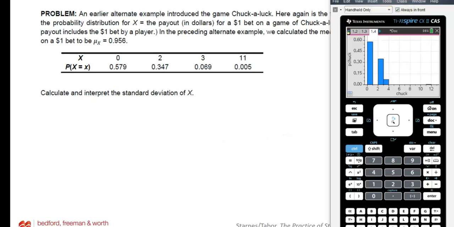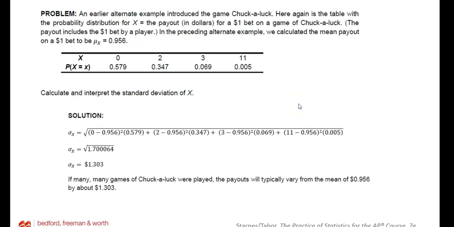And you would need to interpret that 1.3 number. So if many, many games of Chuck-a-Luck were played, the payouts would typically vary from the mean of 0.956 by about $1.303. So that one did have a unit, so it's good to include the units there. That's your lesson for today.